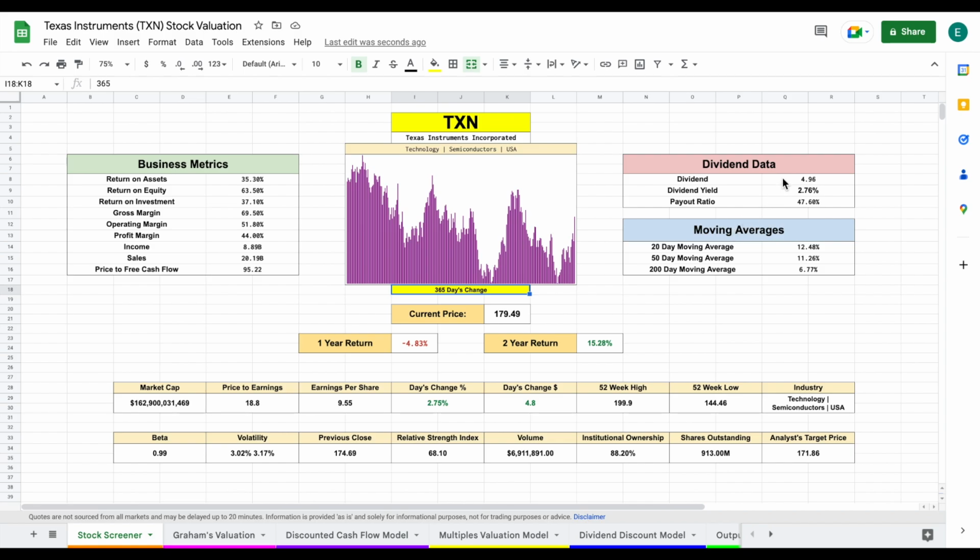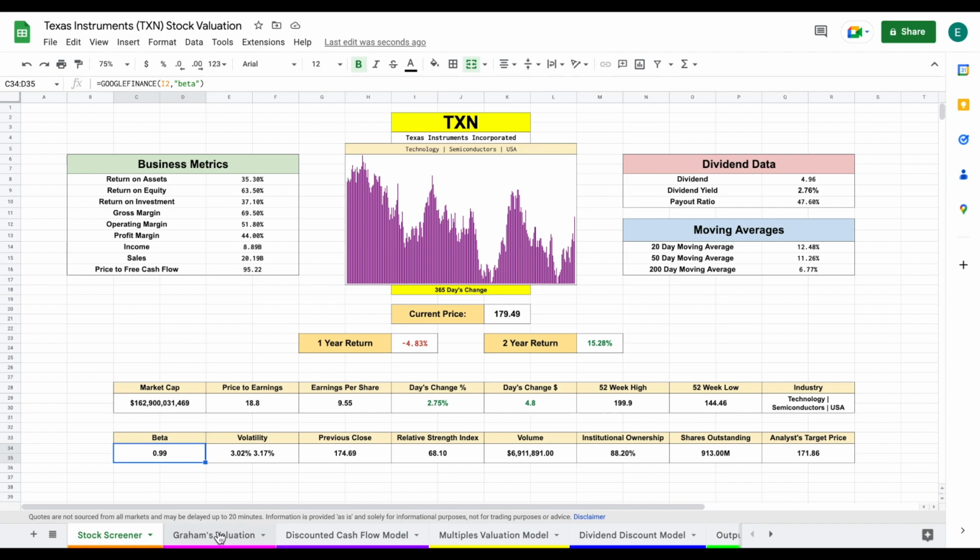over the past year. Now coming over here, we can see they're paying out $4.96 per share in dividends, which gives them a dividend yield of 2.76%. Now the payout ratio is currently sitting at 47.6% as well, so that's a decent payout ratio. Analysts currently have a target price of $171 per share. That is a little bit lower than the current trading price. The beta for this company is sitting at 0.99, so technically you shouldn't see a whole lot of volatility.